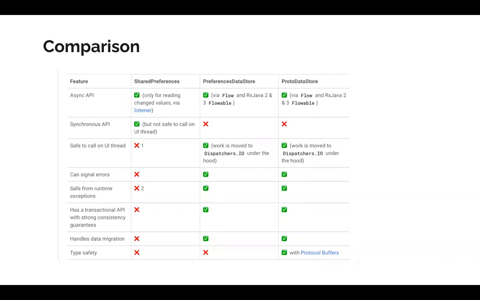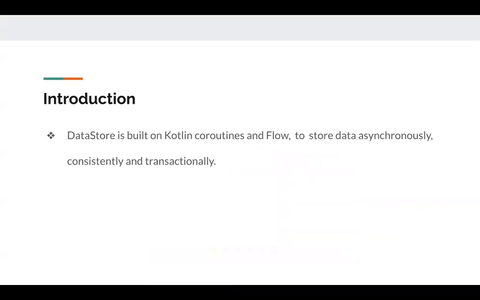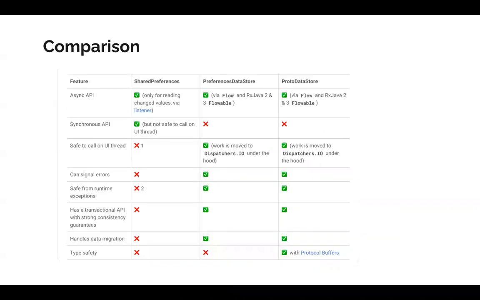Then on type safety, SharedPreferences and Preferences DataStore store keys and values, but they do not assure us of type safety. But now the Proto DataStore allows us to store typed objects, giving us type safety. Yeah, that is the one.